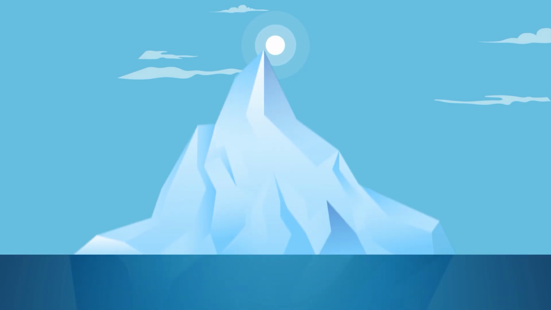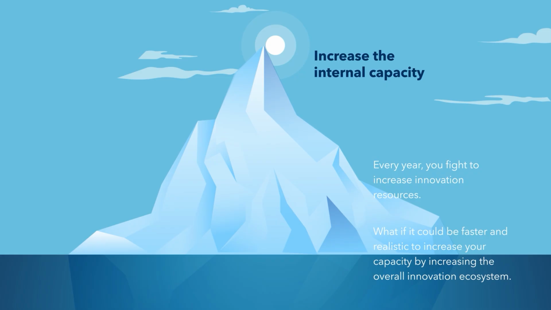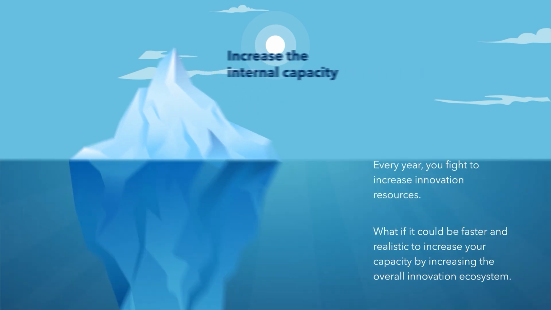Every year, most club members make a constant effort to increase internal innovation resources to innovate more. However, it can be a challenge to justify them. What if it could be faster and more realistic to increase your capacity by increasing the overall innovation ecosystem? As an example, when a customer calls you for help, you devote resources to help him. On the other hand, do you contact your suppliers to let them know how they could help you with your innovation plan?